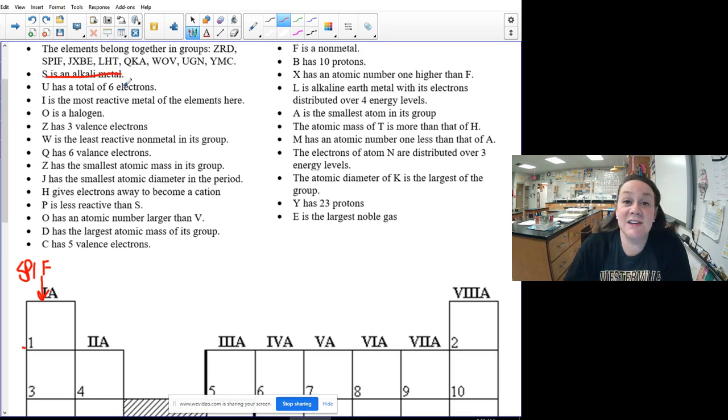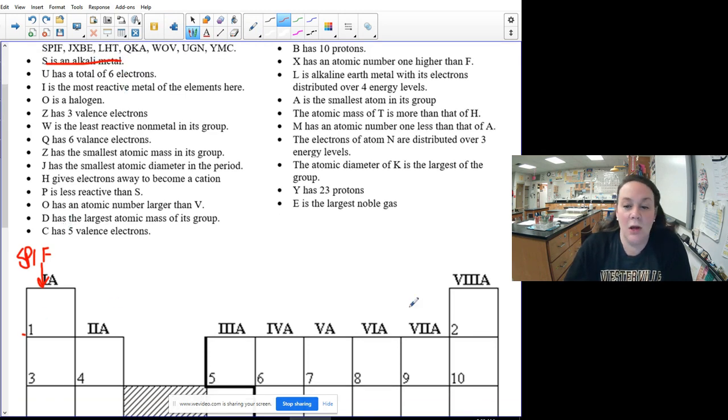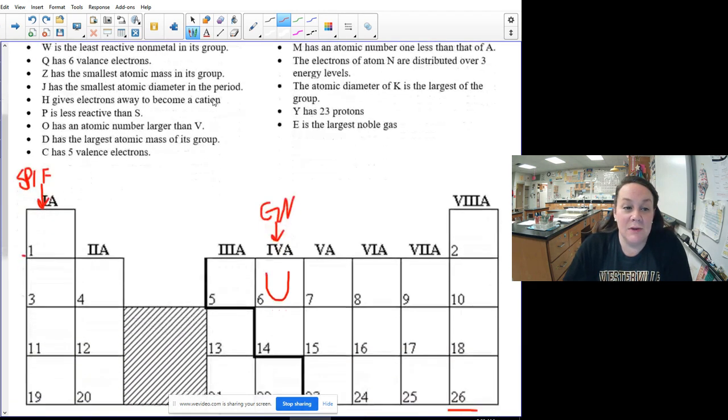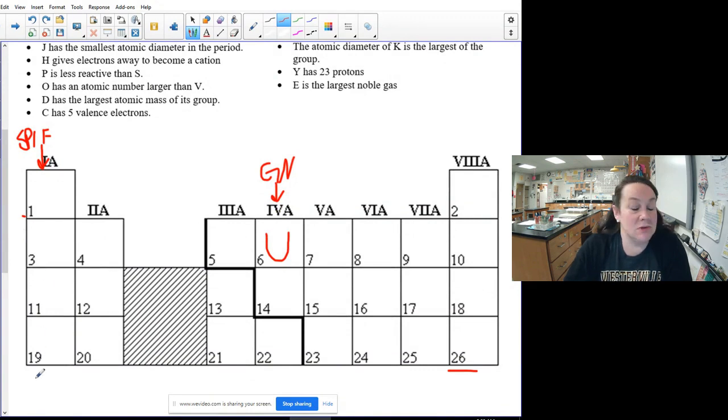So you can see that I finished clue 1. U has a total of 6 electrons. So we're going to say 1, 2, 3, 4, 5. Ooh, there's U goes here. Now, what I can also do is I know that G and N must also be in this group. Beautiful. I is the most reactive metal of any of the elements here. Well, I know that I is in group 1 because those are the most reactive metals. And if it's a metal, the most reactive must be at the bottom. So I know that that must fit right in there. And then I got rid of I.